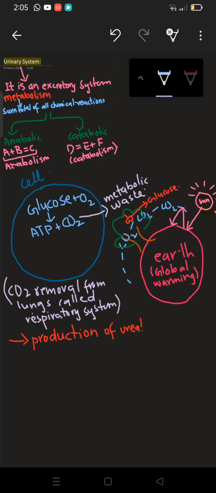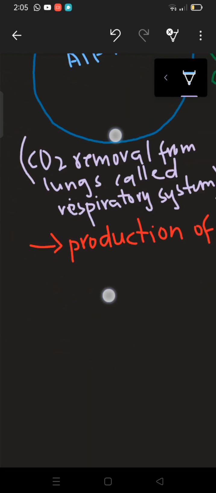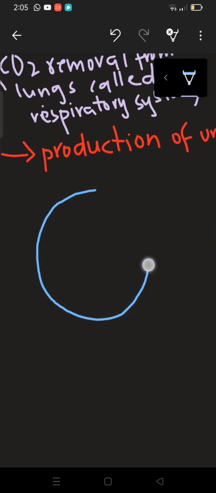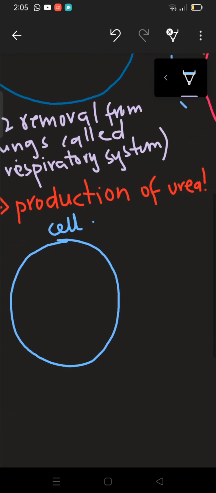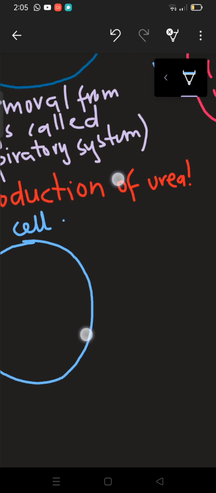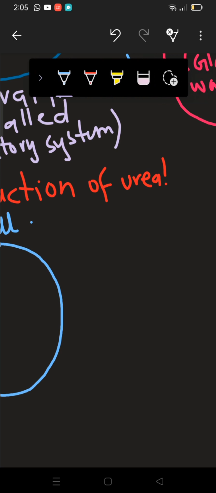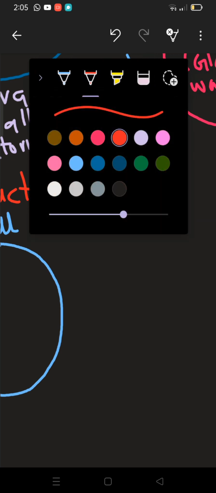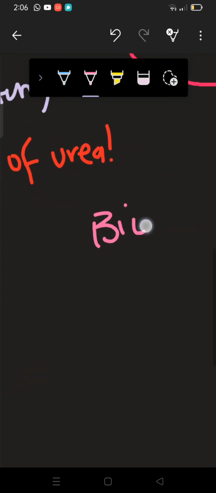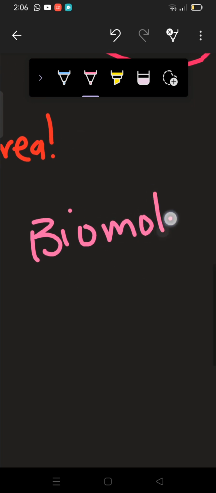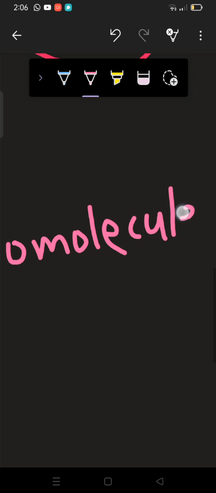So wait, let me make the cell. For suppose this is our cell. And we know that in the cell we have organelles, and we also have biomolecules. So let me write here the biomolecules with this color. We have biomolecules which are present in the cells. And what those biomolecules are, the first one is protein.